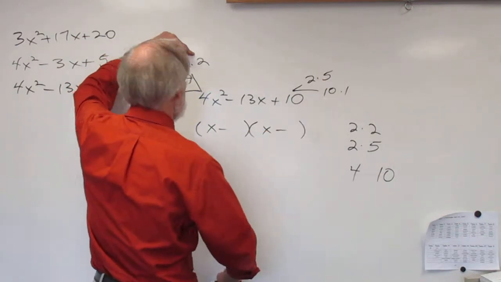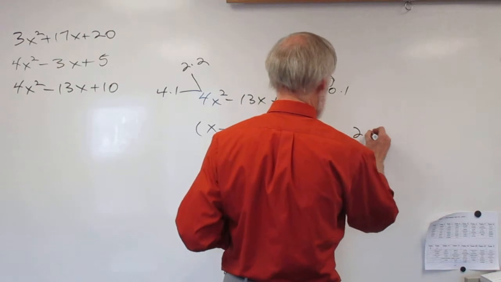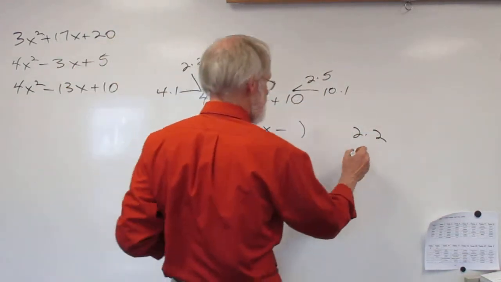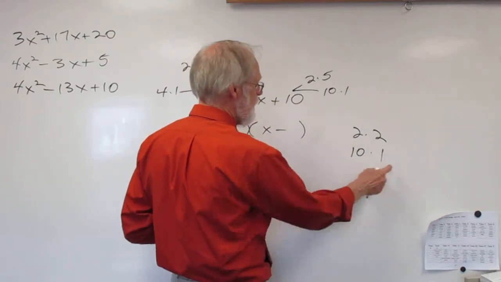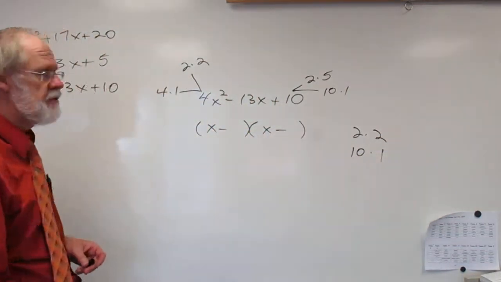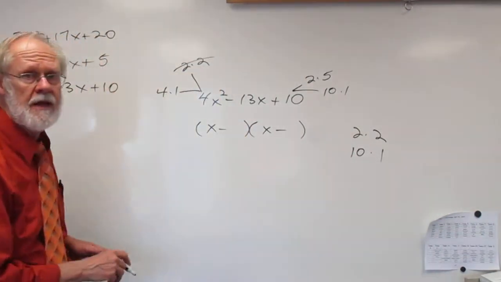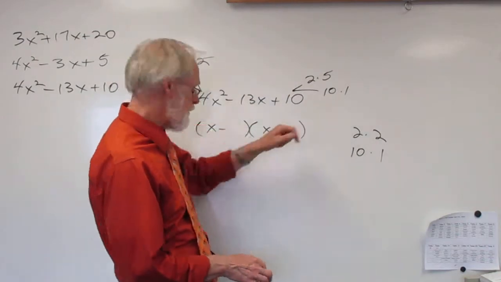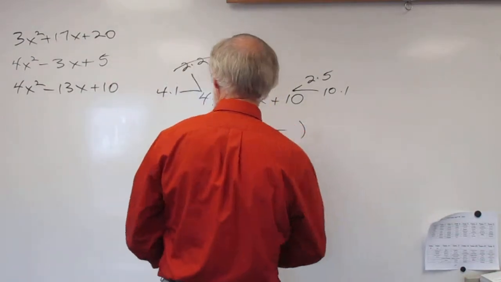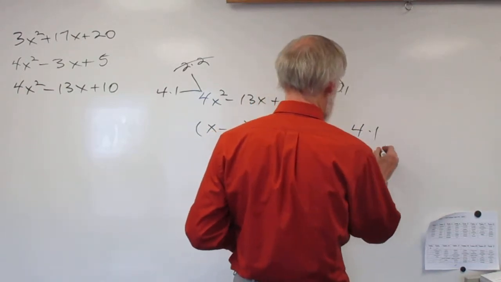Let's try the 10. So I would have 2 times 2 over here and 10 times 1 over here. 10 times 2 is 20. 2 times 1 is 2. That's 22. That doesn't work. So what we can do is eliminate that as a possibility because we tried it with these two and we tried it with these two. All right, let's go to 4 times 1.